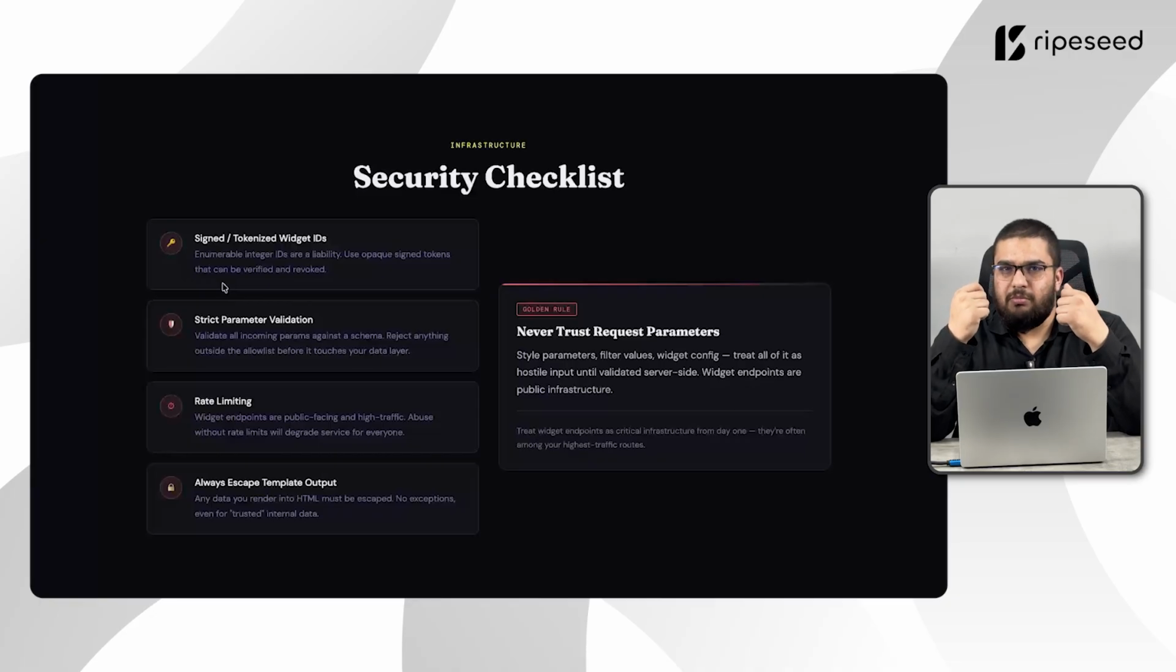Widget endpoints are public facing and often among the highest traffic routes in your product. So they need to be treated like critical infrastructure from day one. On security, you can use signed or tokenized widget identifiers. You should validate all incoming parameters against a strict schema, apply rate limiting, and always escape output in your template. And you should never trust styles or filter parameters from requests directly.